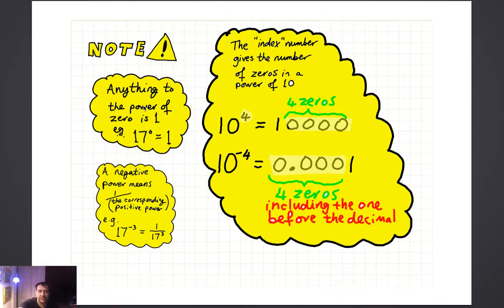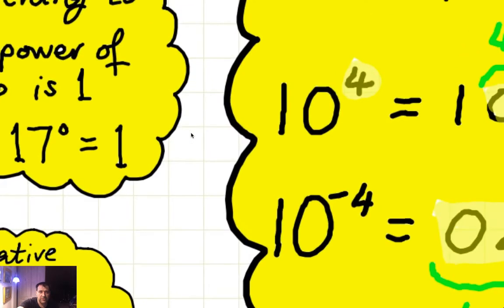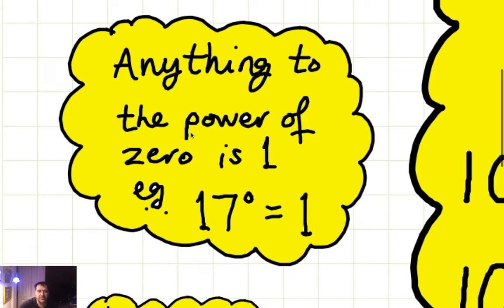Another thing we just need to be aware of then: anything to the power of 0 is 1. So I talked about that previously. So for example, 17 to the power of 0 is 1. I did it with tens there, but I could have started with any number and it would have come down to 17 to the power of 0 or 10 to the power of 0 or any number to the power of 0 being 1. So that's a general rule. Anything to the power of 0 is 1, with the exception of 0 to the power of 0, which isn't defined. That's a whole other mathematical kettle of fish, which we don't need to talk about in this unit.